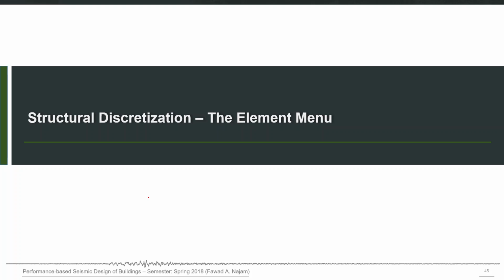The next part will be the structural discretization and the element menu, which means what are some of those elements which will be used to discretize your structure to make a finite element model. We will discuss this in the next part of this lecture.